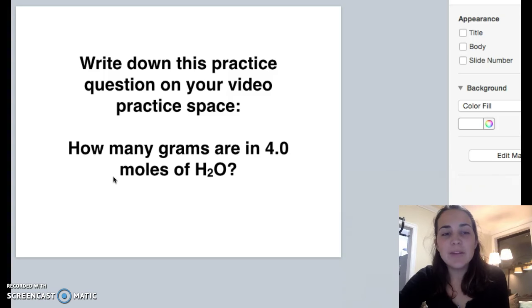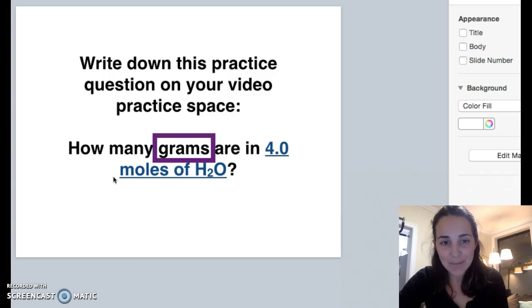All right, now that you have this question written down, we're going to do some analysis to see what this question is actually asking us. So in this problem, what we want to do is underline the unknown, underline the given item, and put a box around the unknown.